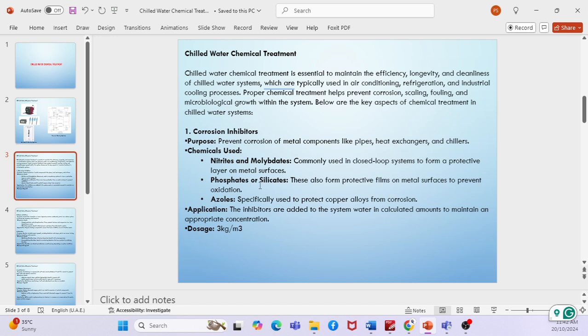Then you have phosphates or silicates. These also form protective films on the metal surface to prevent oxidation, right? Because water will evaporate, and if it evaporates, it will oxidize, right? Then there is another chemical called azoles, specifically used to protect copper alloys from corrosion. So this is for copper materials. Basically this is to prevent the corrosion, right? So the application: the inhibitors are added to the system water in a calculated amount to maintain an appropriate concentration, which is 3 kg per meter cube, right?